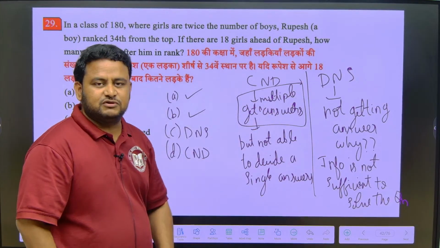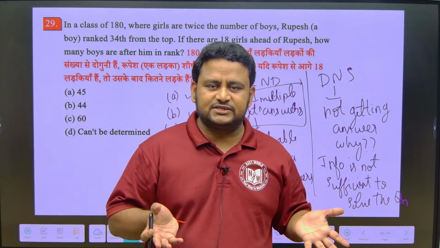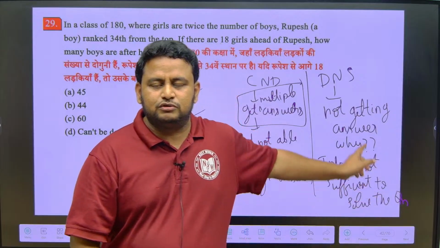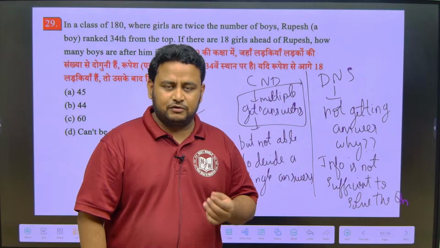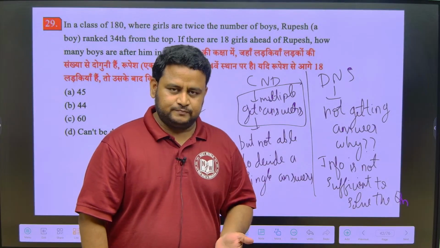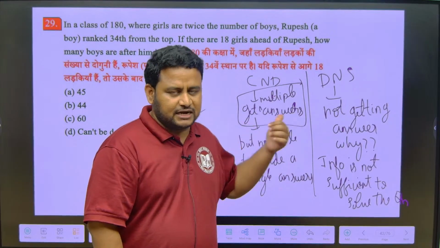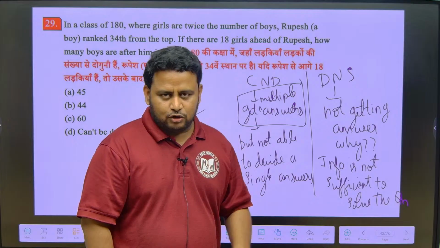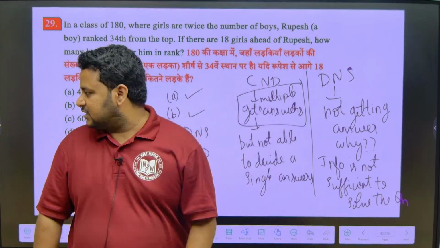Data not sufficient means what? You are not getting the answer at all. Why? Because the information that is given in the question is not sufficient to solve the question. That time you should go for data not sufficient. Now I hope it is clear. Still if you have doubt, you can rewind the video and watch it. You will understand the difference between cannot be determined and data not sufficient. I hope it will be clear to all of you.